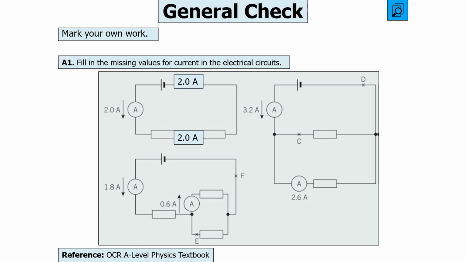The second one is 2 amps again, because it's all in one series circuit. Now for C, you'll notice it goes 3.2 at the junction. One of them coming out is 2.6, so what goes in must come out.